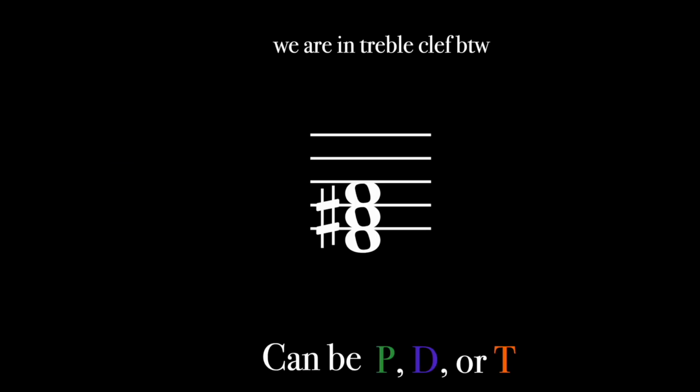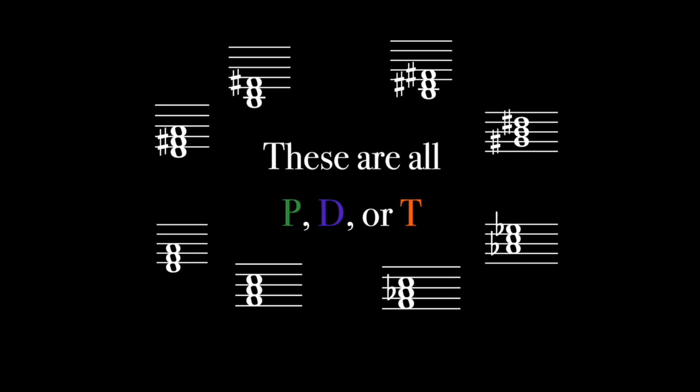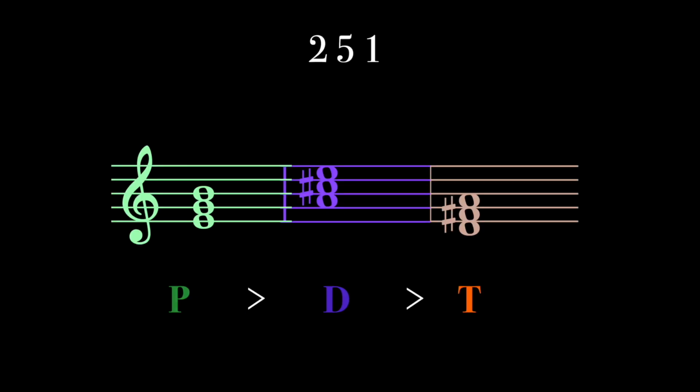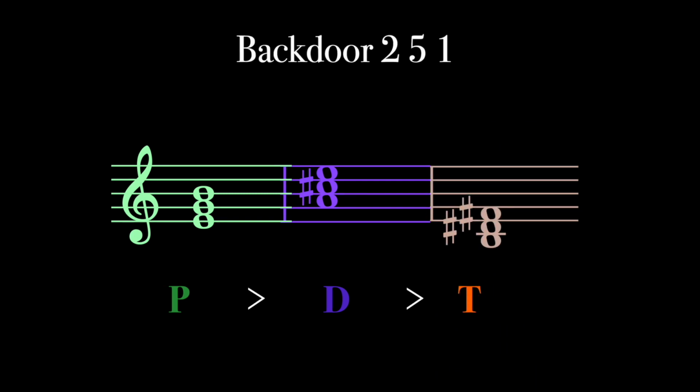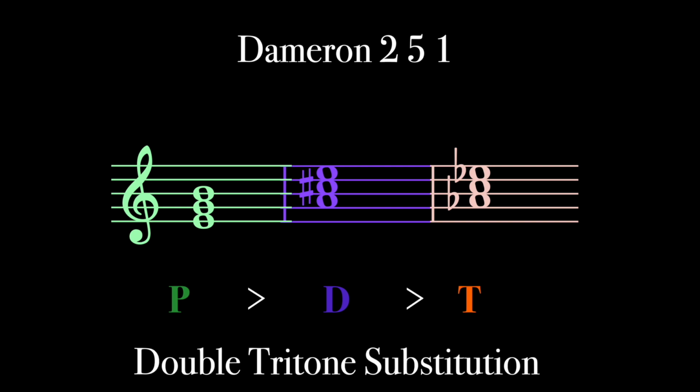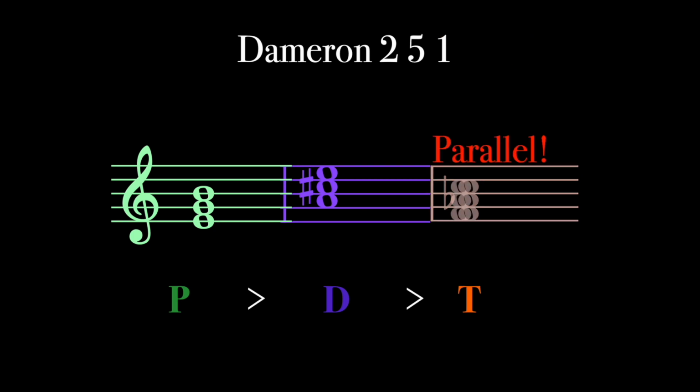This parallel relative transformation chain guarantees you will find a chord with the same function. This gives us 4 different 251s. We have the unaltered 251, the once altered Backdoor 251, the second altered Dameron 251, also known as a double tritone substitution, and the third altered.